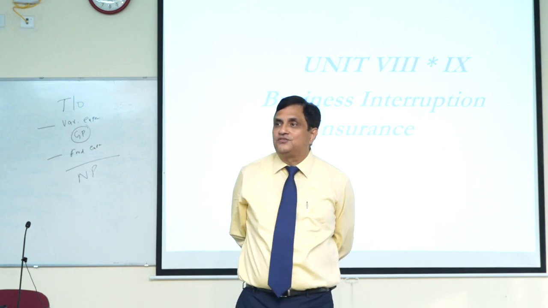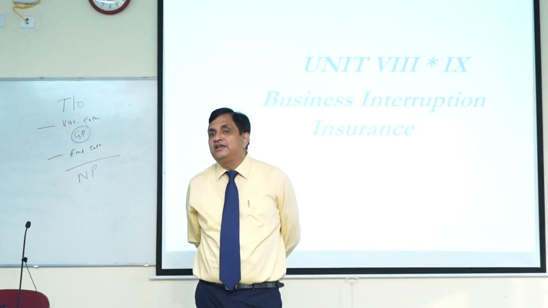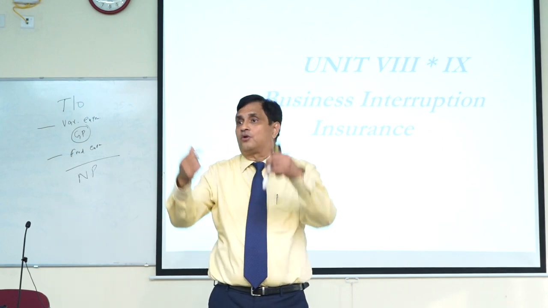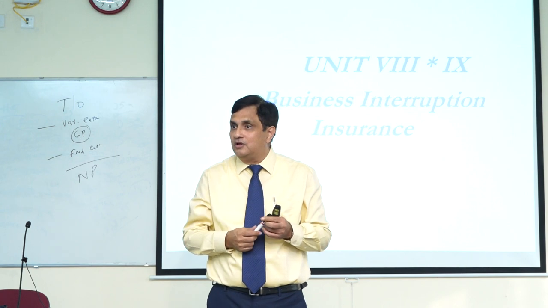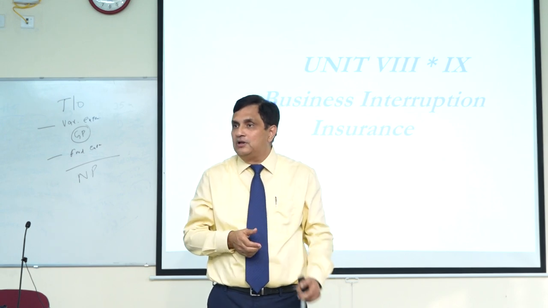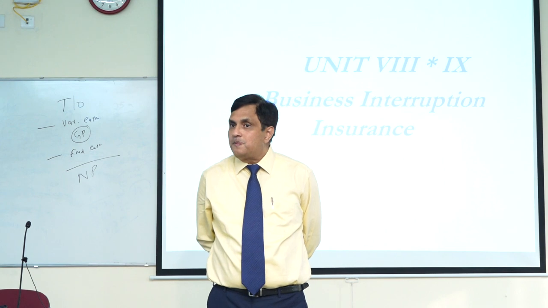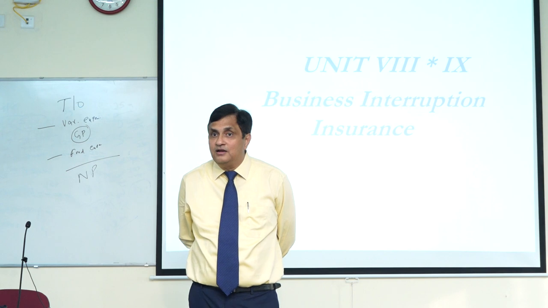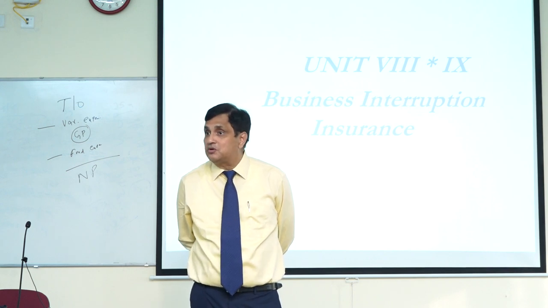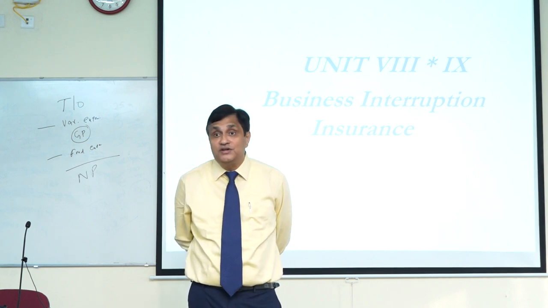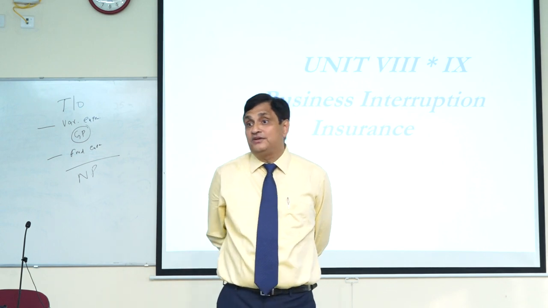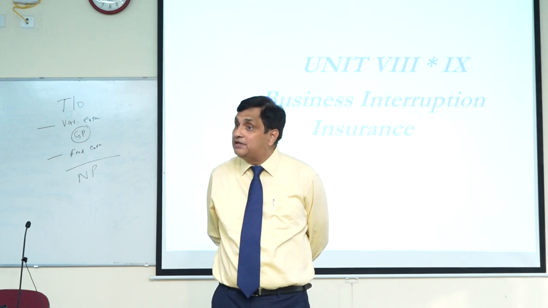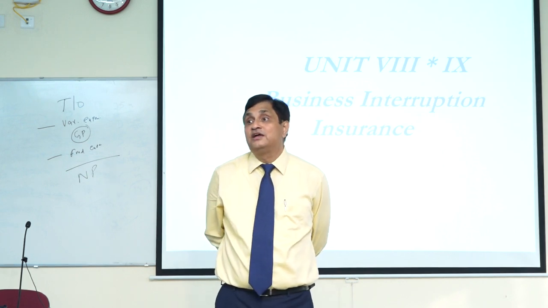In addition to this, we cover increased cost of working. Many a time, I have to spend more to produce. Why? For example, my machine is damaged. I originally bought it by sea, but I can get it by air by spending more, so that I can reduce my cost of interruption. So that is all increased cost of working. I may put in more workers. I may give overtime to workers. All these are increased cost of working.